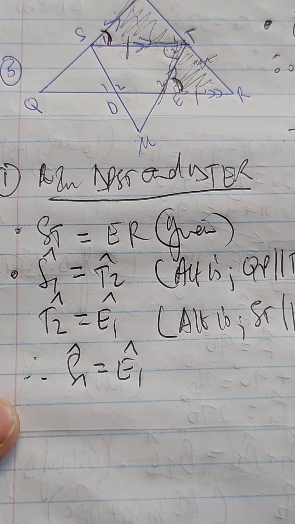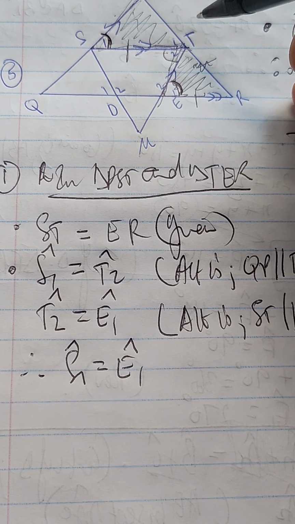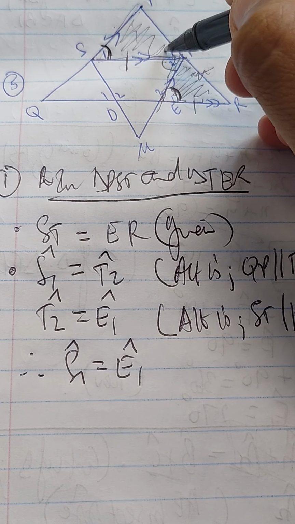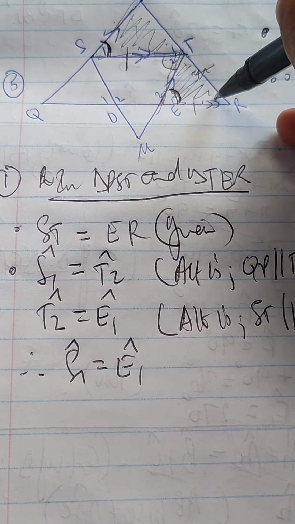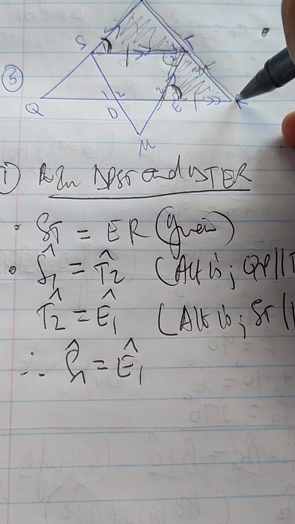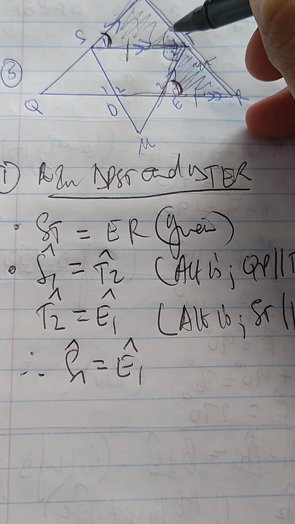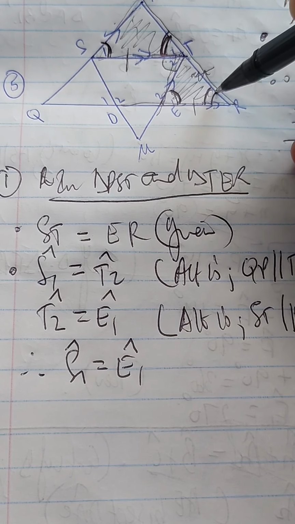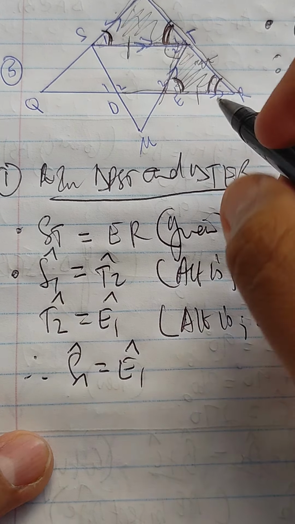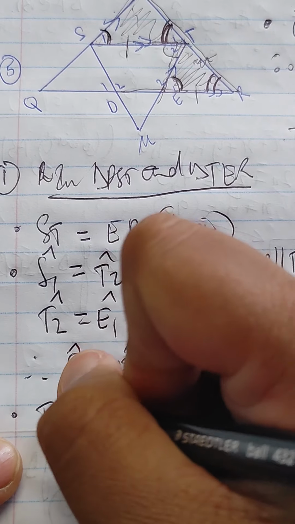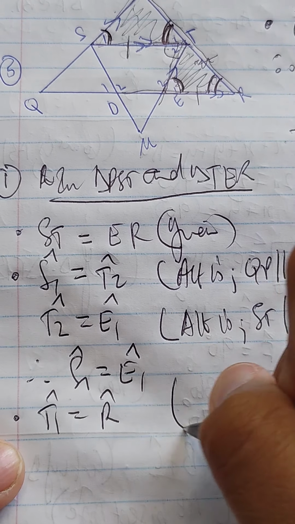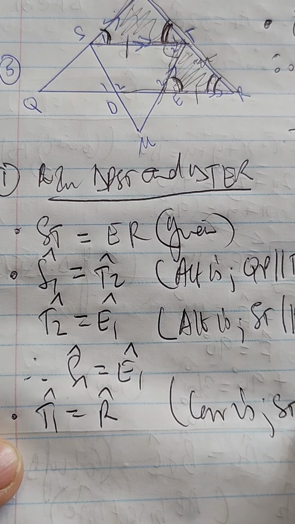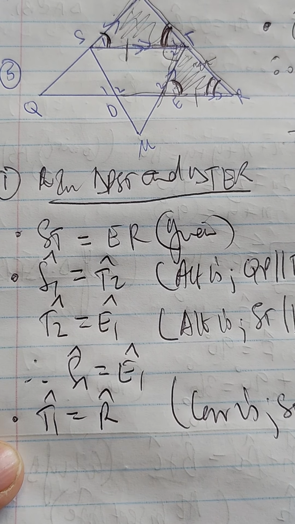So we need one more, no? Either a side or an angle. However, we know that angle T is equal to angle R. Why? Corresponding. You see that F lying here like that. So angle T1, make two arcs to show that it's not different to the previous one we worked with. So angle T1 is equal to angle R. Why? Corresponding angles with ST being parallel to QR.